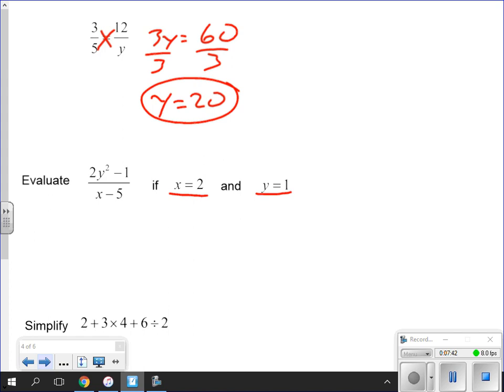Okay. Then if I want to evaluate, the next problem here, evaluate, that means I take 2 and plug it in for x, and 1 and plug it in for y, and I figure out what I have. So I have, y is 1, so I put in 1, 1 squared minus 1. X is 2, so I take this x, replace it with 2. 2 minus 5.